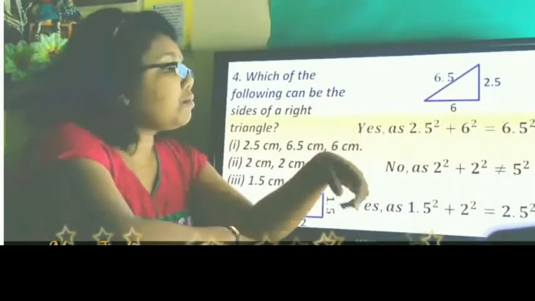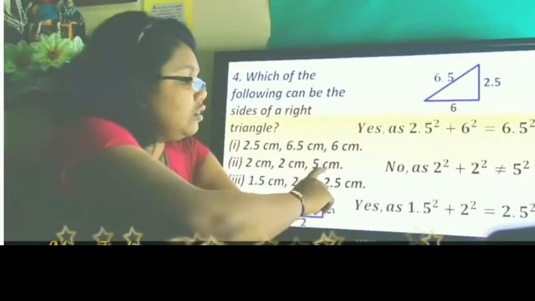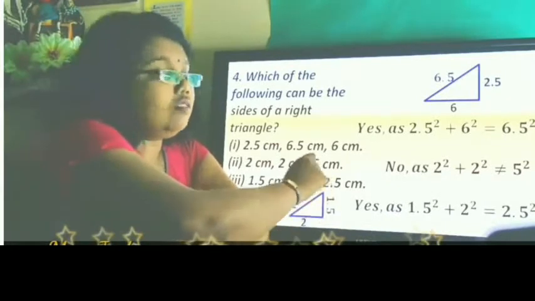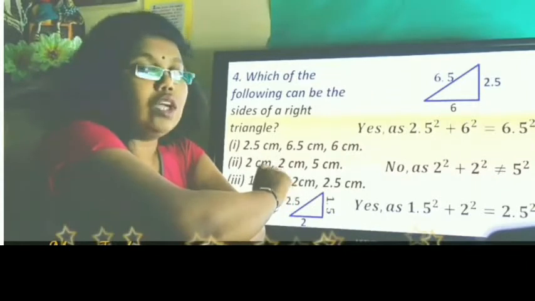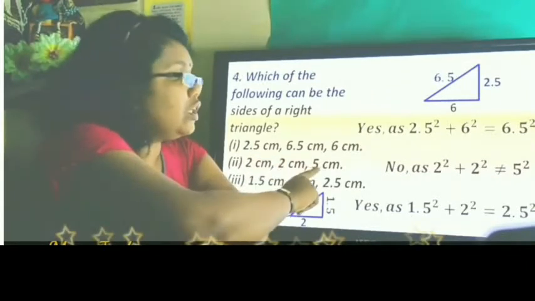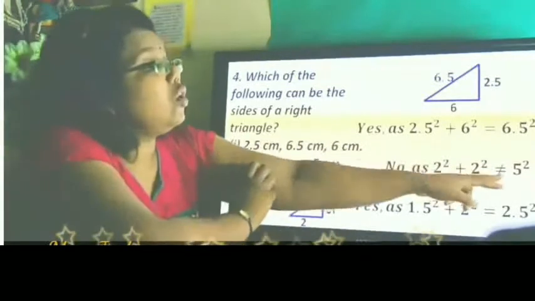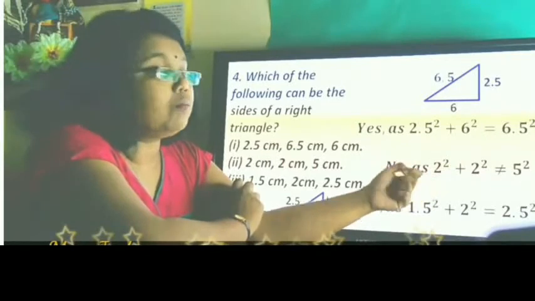So yes. Here 2, 2 and 5. The longest side is 5. So 5 is not a possibility because 2 square is 4, 2 square is 4. Addition of 4 and 4 gives you 8. Not 5 square, that is 25. Since they are not equal, we say no, a right angle cannot be formed with these measures.